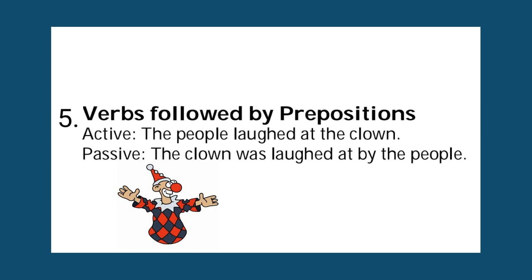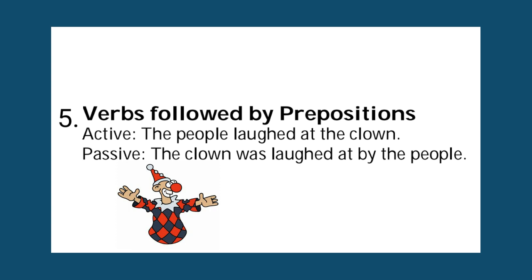Now we can see how to change verbs followed by prepositions into passive form. Okay, after verbs, if prepositions are coming, what should be done? We can look at this example: the people laughed at the clown. Laughed at is a verb usage here. Laughed is in simple past tense. We know in simple past tense we should use was plus past participle form of the verb.